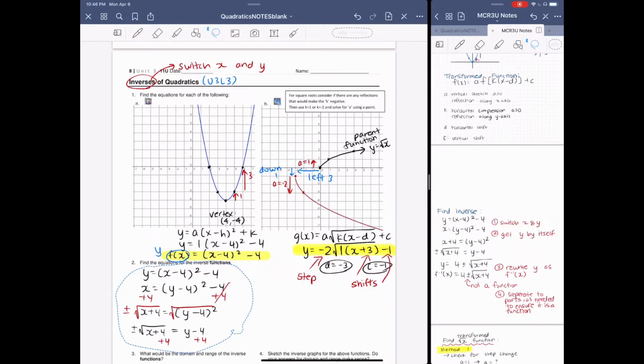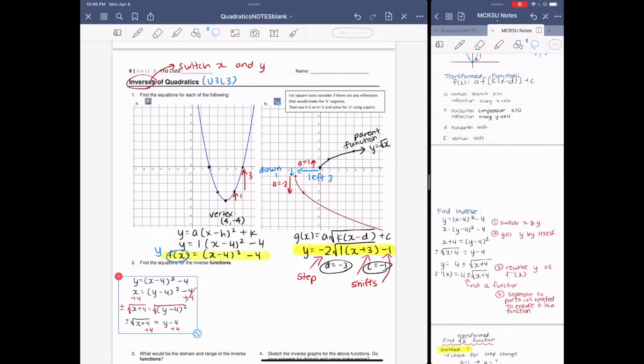And I will get the y by itself. Okay. So that cancels those out. Remember, my 4's don't cancel on the left, so I have y equals 4 plus minus square root of x plus 4. Am I done?